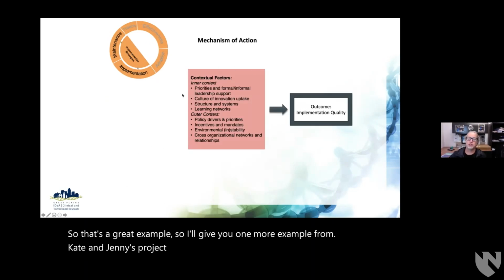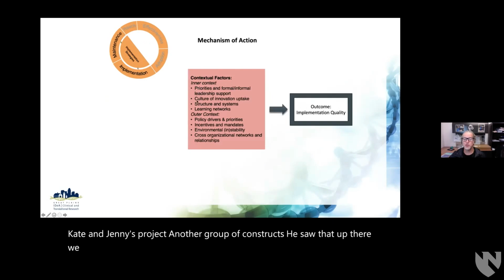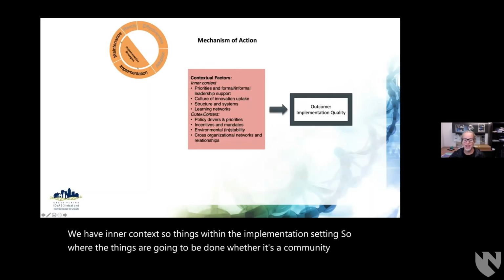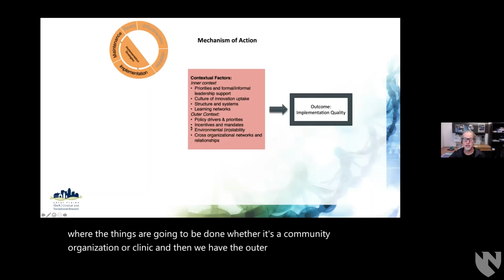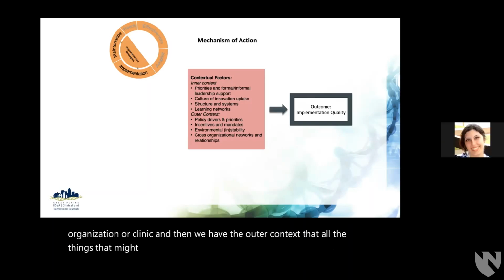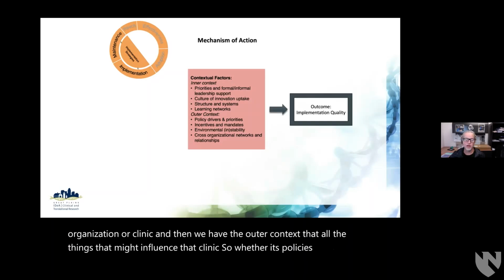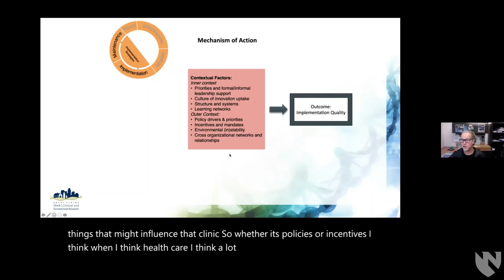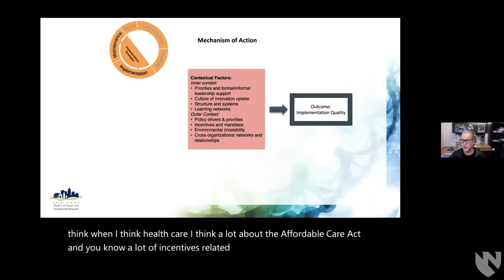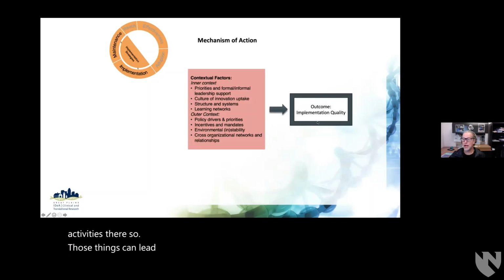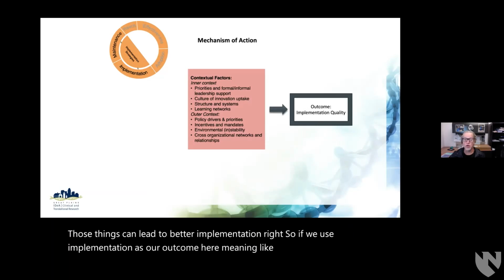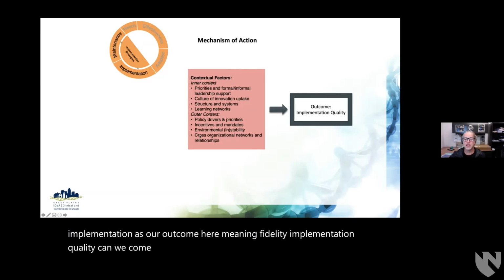Another group of constructs, you saw that up there. We have inner context, so things within the implementation setting, so where the things are going to be done, whether it's a community organization or a clinic. And then we have the outer context, all the things that might influence that clinic. So whether it's policies or incentives, when I think healthcare, I think a lot about the Affordable Care Act and a lot of incentives related to population and public health activities there. So those things can lead to better implementation, right? So if we use implementation as our outcome here, meaning like fidelity, implementation quality, can we come up with things that can change these factors or leverage the factors that are there?